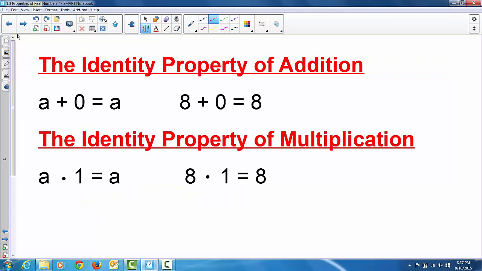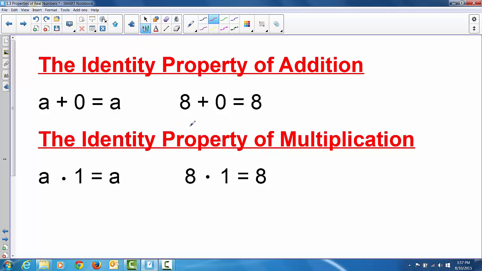Okay, the identity property of addition. Anytime that you add 0 to a number, you're going to get the same number. So if I add 0 to A, I'm going to get A. If I add 0 to 8, I'm going to get 8. If I add 0 to Bob, I'm going to get Bob. It doesn't matter. As long as you add 0 to something, you're going to get that same item. So that's the identity property of addition.